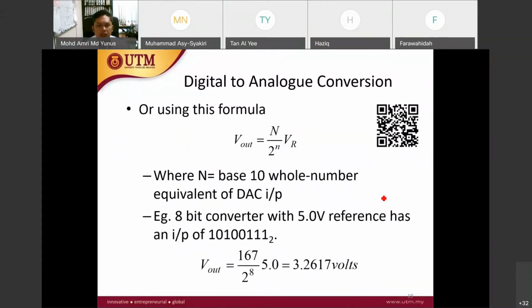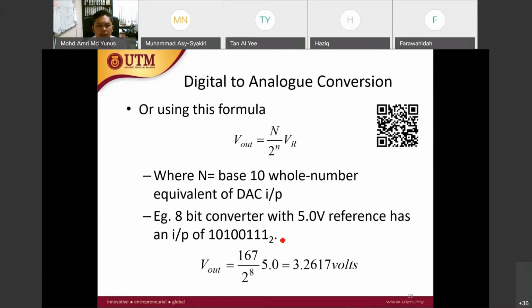Or we can use this equation: the analog output is equal to N, the decimal value of the digital input in base 10, divided by 2 to the power n, where n is the total number of bits of the digital to analog converter, multiplied with the reference. So we can also use this information.